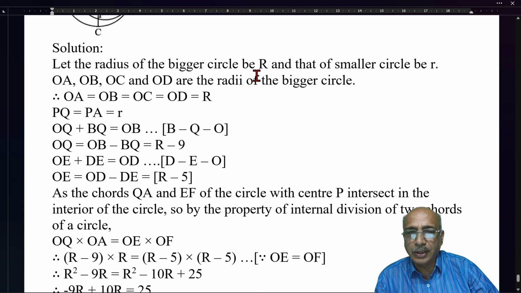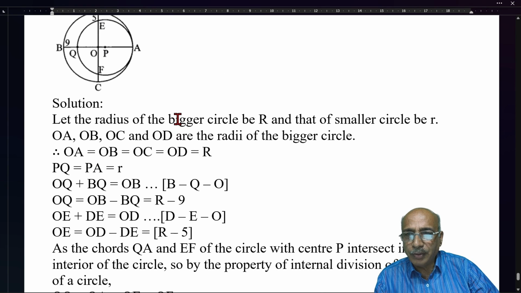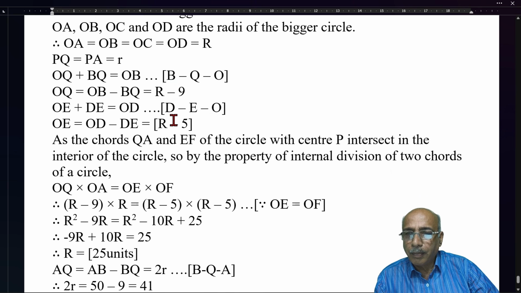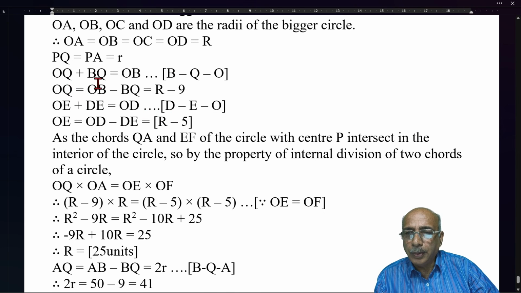Let the radius of the bigger circle be R and that of the smaller circle be small r. OA, OB, OC and OD are the radii of the bigger circle. OA equals OB equals OC equals OD equals capital R. PQ equals PA equals small r. Please refer to the figure. Now, OQ plus BQ equals OB. OQ equals OB minus BQ equals capital R minus 9. OE plus DE equals OD. OE equals OD minus DE equals capital R minus 5.